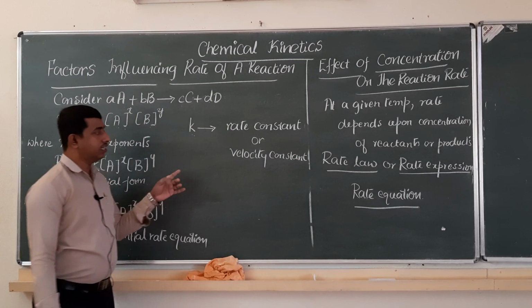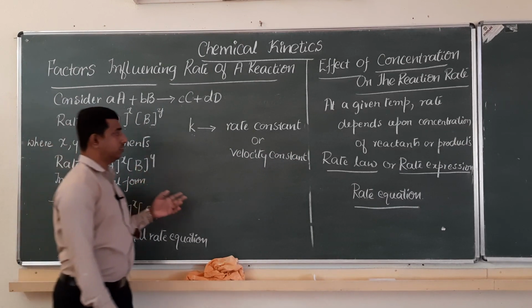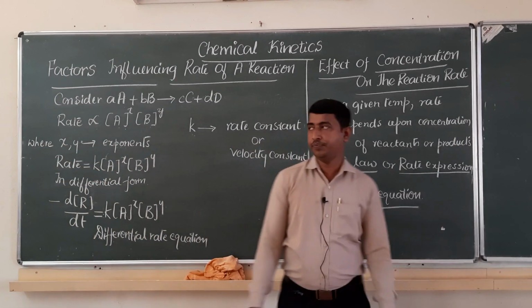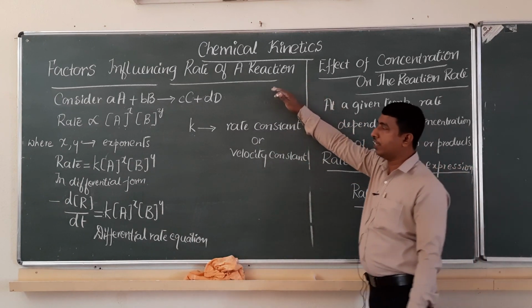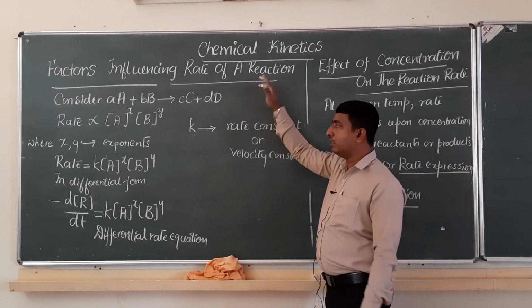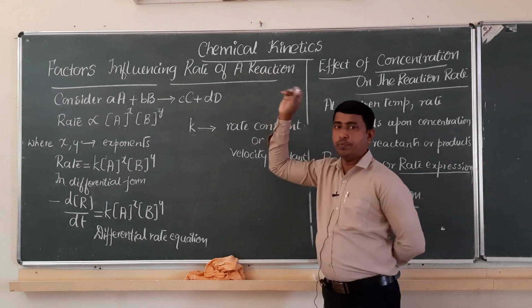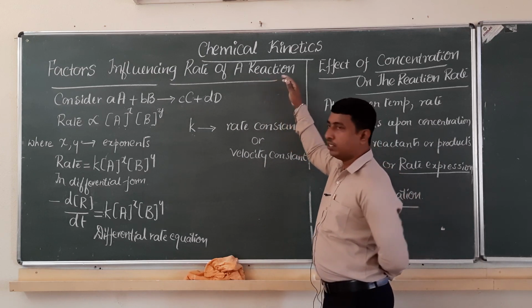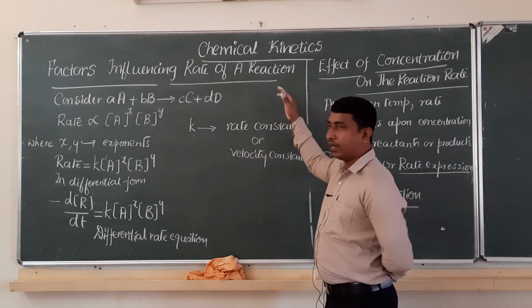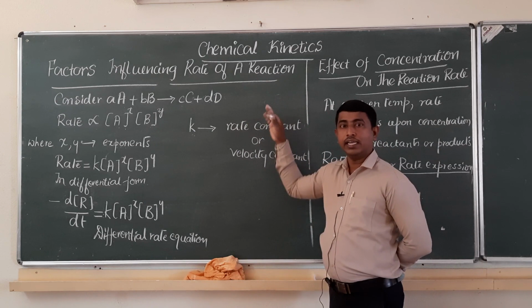K is the rate constant or velocity constant. Okay, we shall repeat it once again. In the beginning, I told you about the factors influencing the rate of a chemical reaction. Rate is mainly affected by three different factors: concentration of the reactants, temperature, and the third factor, catalyst.